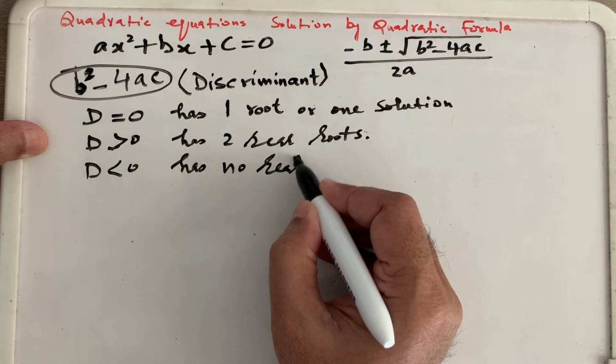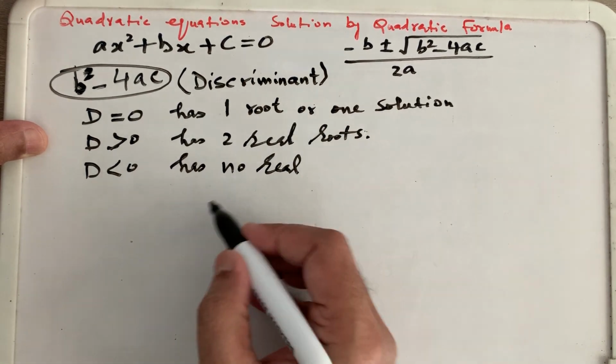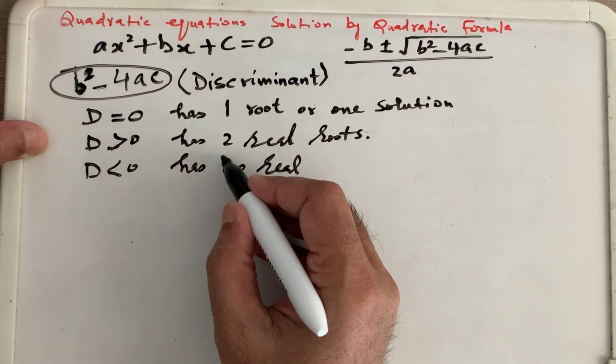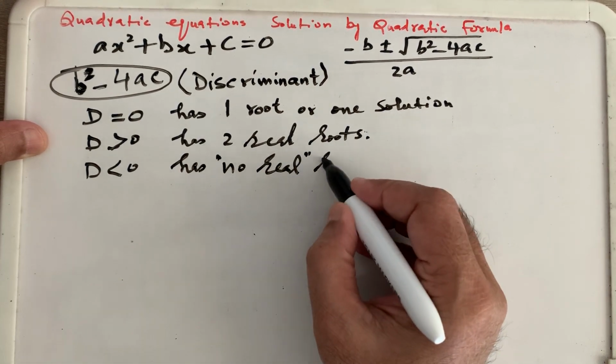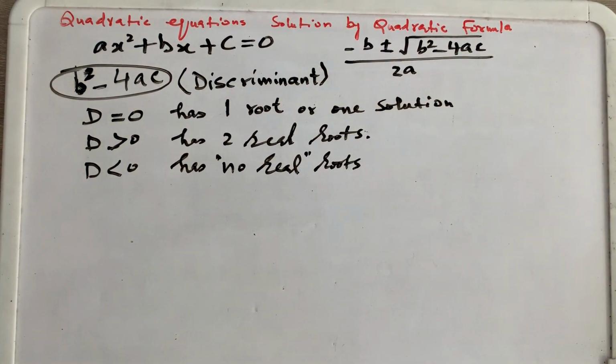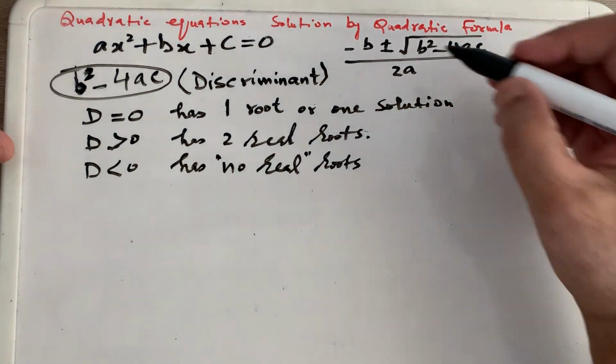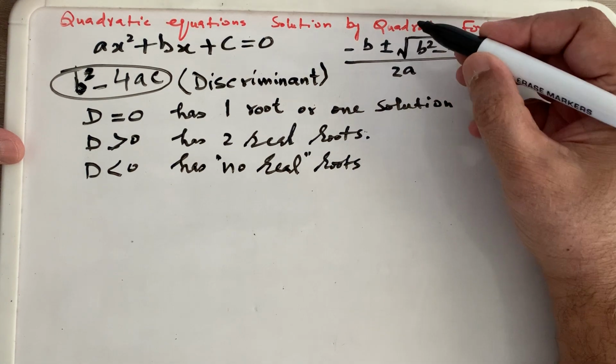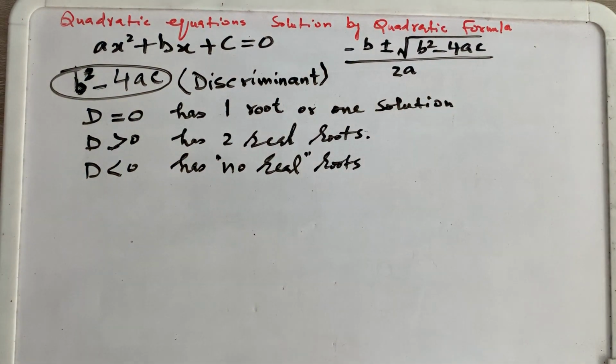Sometimes students get confused that no real roots means no roots. No, it means no real roots. The roots must be there, but those roots are complex numbers, where we cannot solve the square root. When the square root of a negative exists, you know that it's not a real number or real root. So we say if D is less than 0, there are no real roots, right?